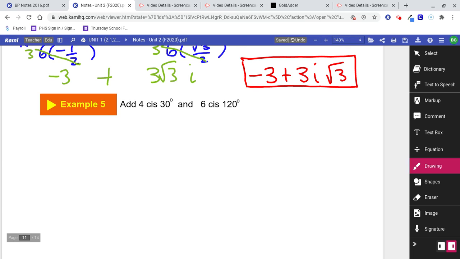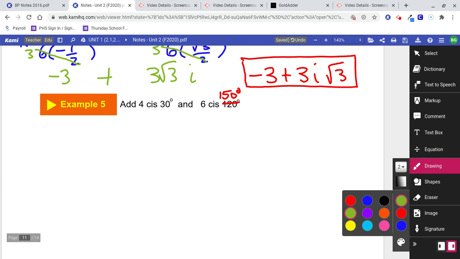Number 5, I'm going to change that 120 into a 150. Changing 120 into 150 makes the problem a little bit easier to deal with, okay? In order to do this, really, you have to change it to rectangular. That's what you want to do, okay? So I'm going to change to rectangular. And let's do x plus yi for each of these. So x, if you memorize something, memorize cosine goes with x. We'd have 4 cosine 30 plus 4 sine 30 with an i on it. That's what it's going to look like, right?